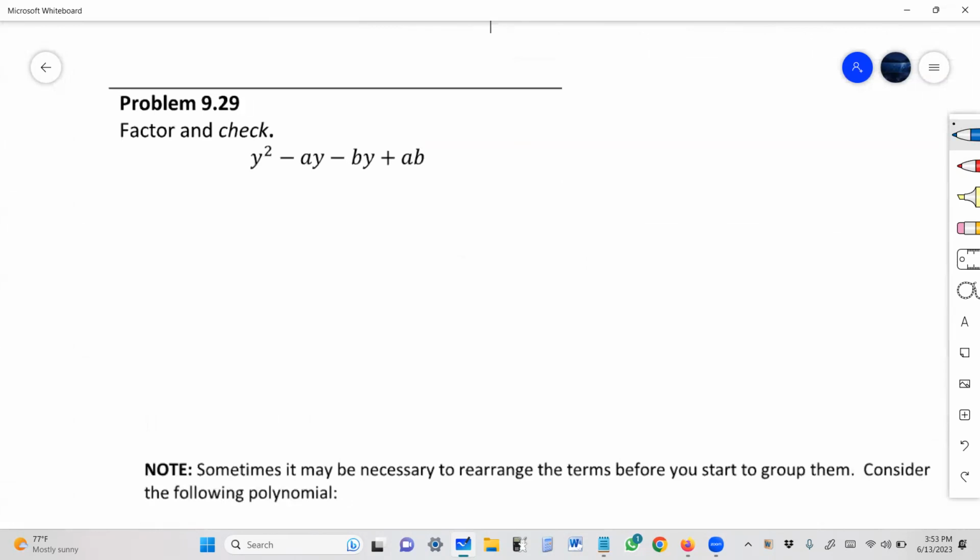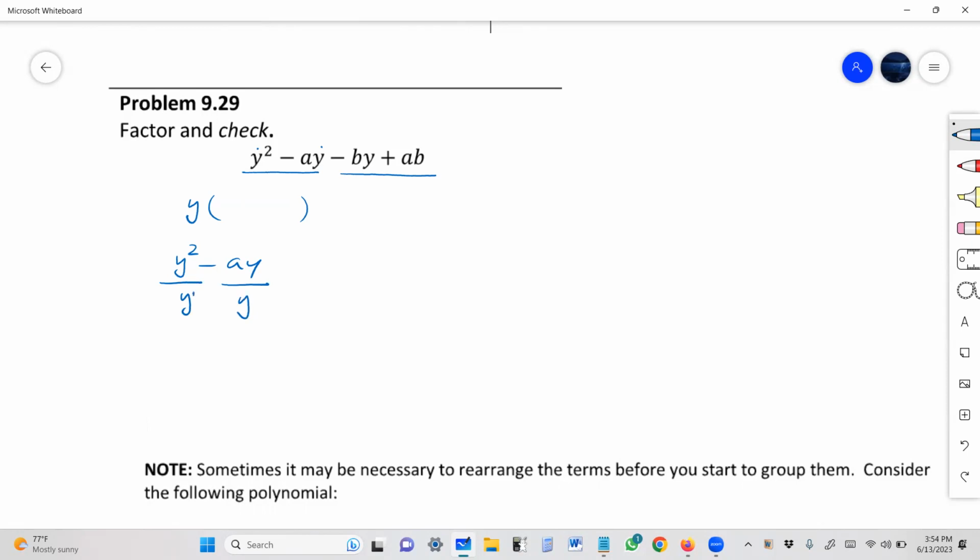This is an important problem. Same thing, 4 terms. I'm going to try grouping. So I am going to group the first 2 and the last 2. Find the GCF for the first group. There's no numerical common factor. There's just a variable common factor, y. So y, open, close parentheses, y squared minus ay, each divided by the GCF.